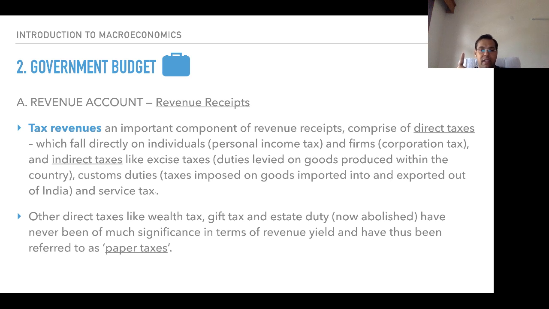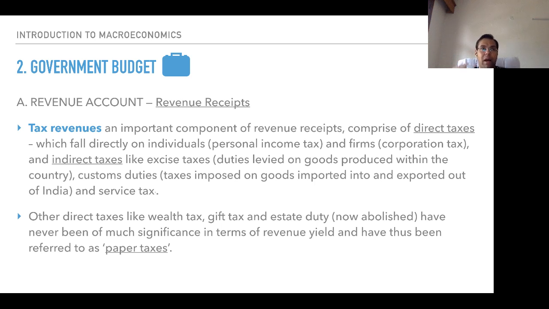The first thing is direct taxes, which fall directly on individuals. So direct taxes fall directly on individuals: personal income tax and corporation tax. Personal income tax is income tax on persons, individuals, and firms is the corporation tax, corporate tax. And indirect taxes like GST, goods and services tax, as well as customs duties. So direct tax, indirect tax are the taxation revenues which are a part of revenue receipts.